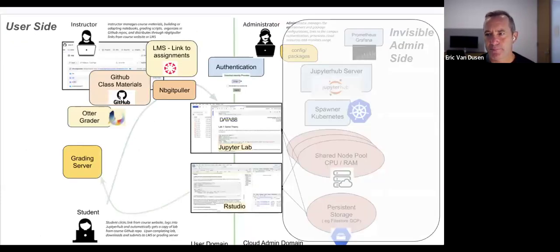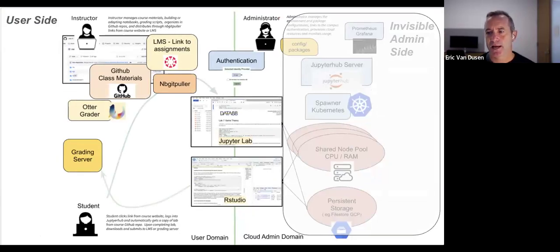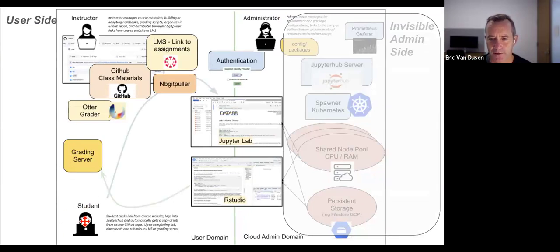So here's my map that I'm trying to use to explain how this looks. There's a student down here, right? Let's start with the student. The student is just going to open a browser tab. They're going to click on a link from their learning management system or a course website, and they're going to end up in RStudio or JupyterLab and just be doing their interactive computing.